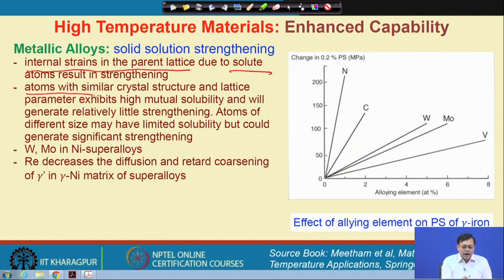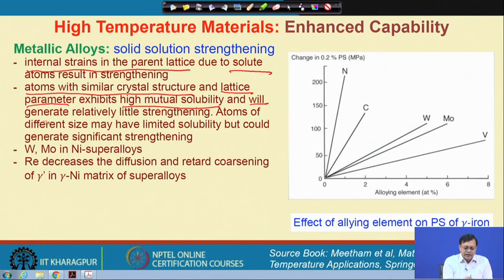However, atoms with similar crystal structure and very close lattice parameter exhibit higher mutual solubility. Like I can simply think about copper and nickel. However, they will generate a relatively smaller strengthening effect, because they have the same crystal structure and the lattice parameter difference is less, and that will cause a lesser internal strain in the material. So, atoms with larger difference in their size will have limited solubility, but could generate a significant strengthening effect.